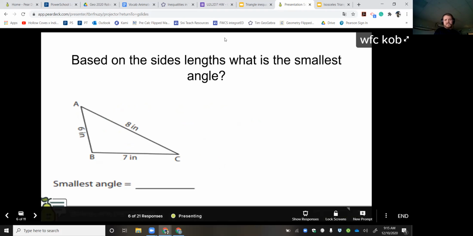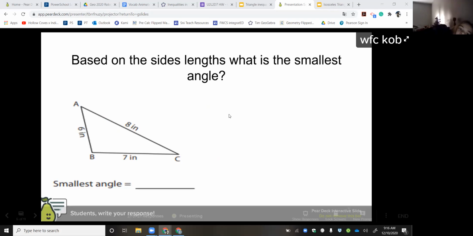Yeah, almost everybody got it. It should be angle C. Can somebody tell me why it's angle C? Because it's across from the shortest line. Perfect. Yes, it's across from. It's not touching 6. It's away from it. Good job. So angle C is the smallest.